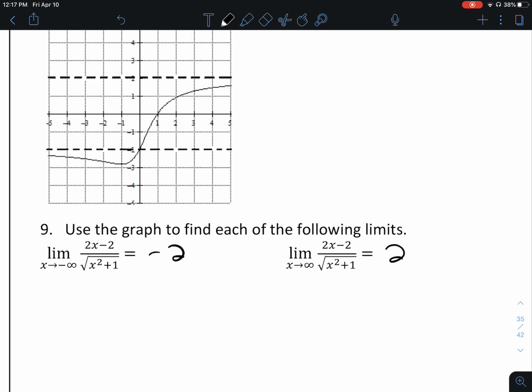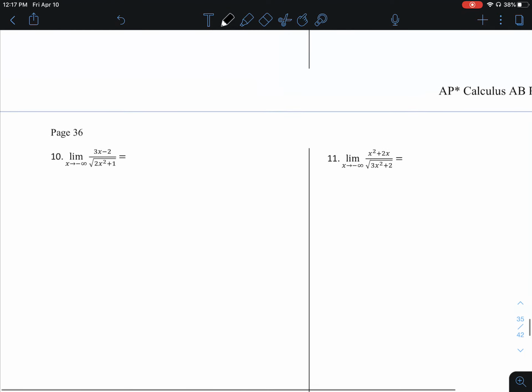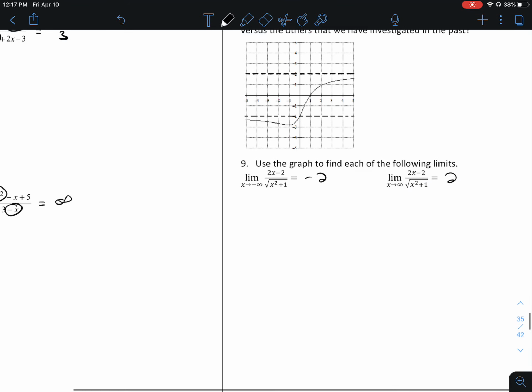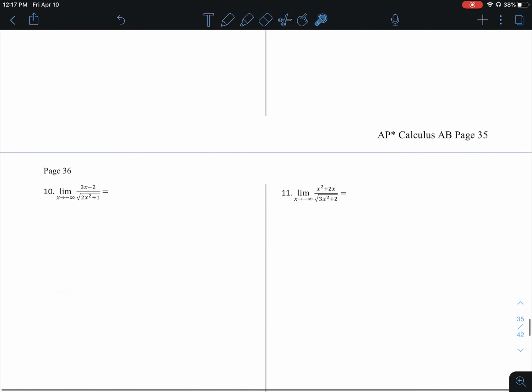There's two horizontal asymptotes. Now the question is, this is number 10 and 11 on the next page, the same problems without a graph. The question is, how would we know what this is approaching without a graph? Let's see if we can figure that out.